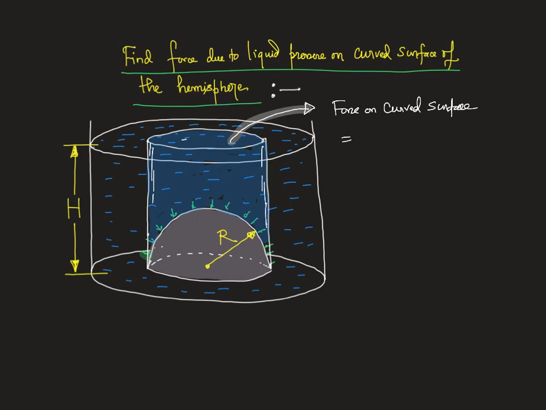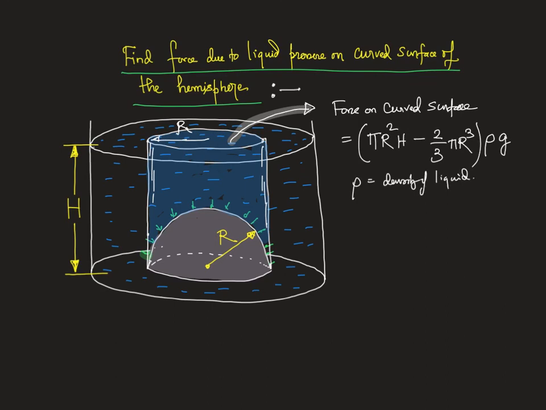So how much is the volume? The radius is r, so its volume is pi r square h, and subtract from it the volume of the hemisphere, 2/3 pi r cube. So that's volume into rho, mass, into g. Rho is the density of the liquid. So that's the force on the curved surface. The net force on the curved surface will be in the downward direction, F1.